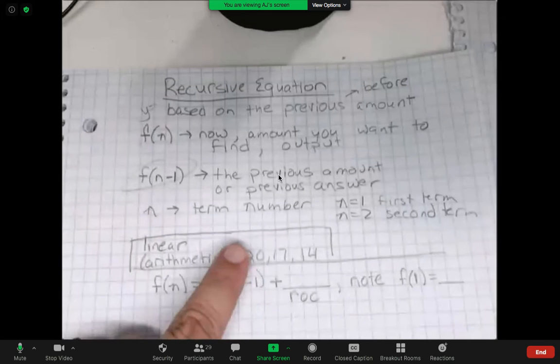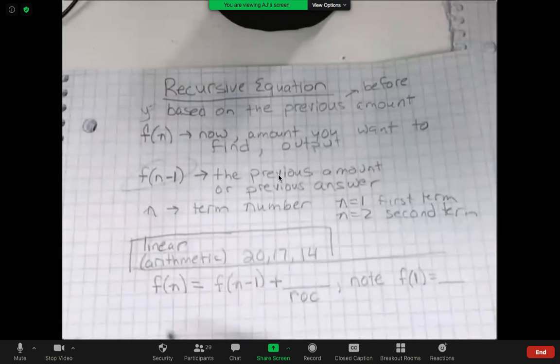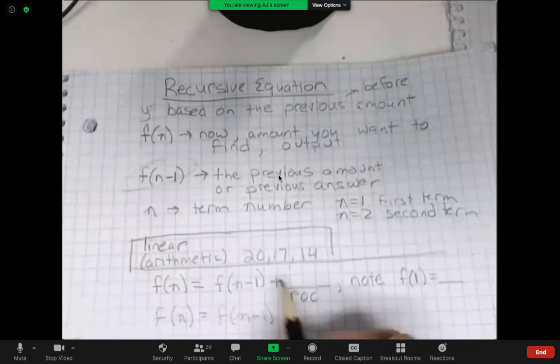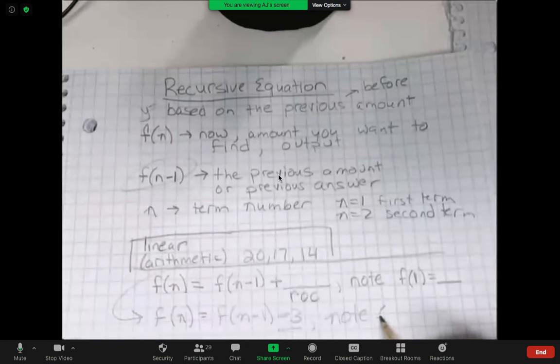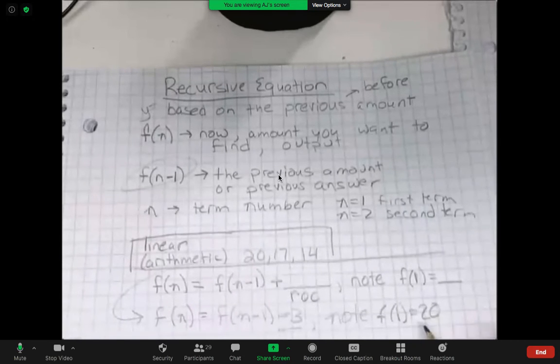So if we're going to write it for this 20, 17, 14, we're going to write F of N, and we're just going to keep this whole beginning part equals F of N minus 1. And then our rate of change was -3. So I'm just going to write -3. You could write plus -3 if you want. So I just filled in -3 for my rate of change. And then I'm going to write note, this only works if your first term is 20, right? So the computer is going to need to know you need to start with number 20 to make this sequence work.